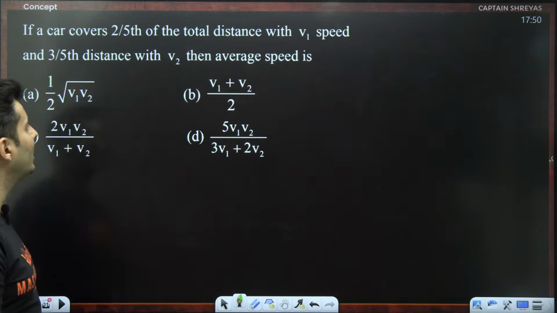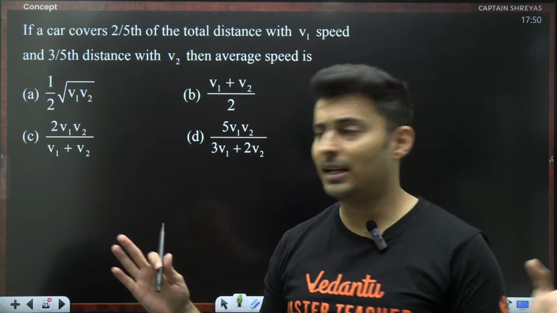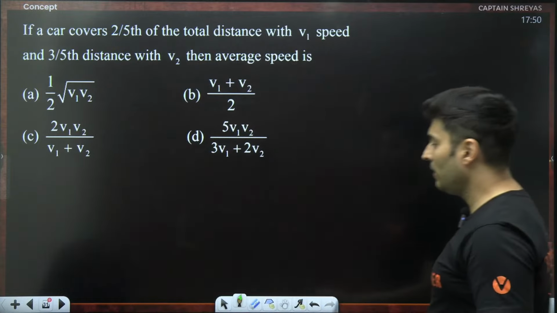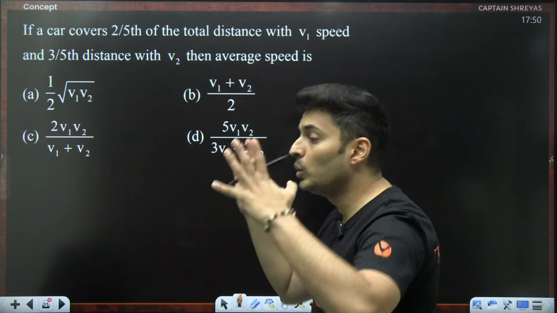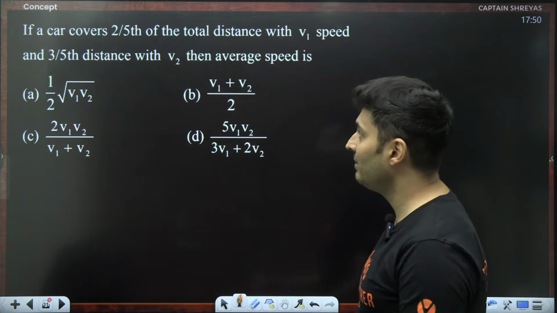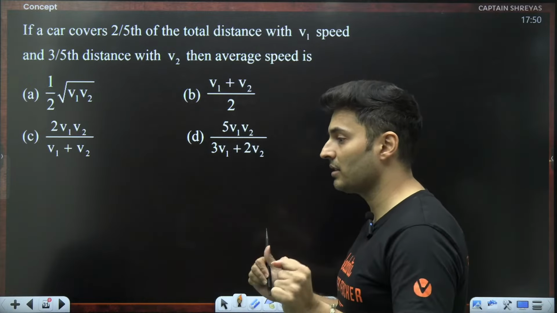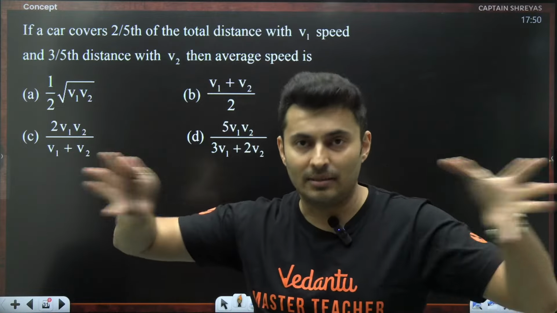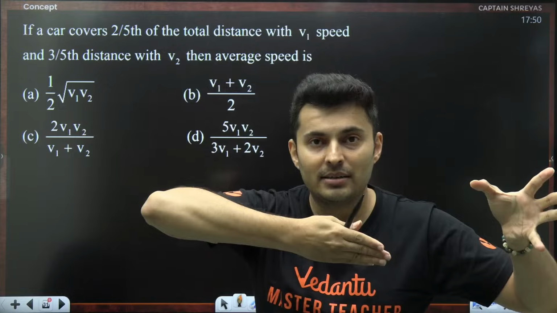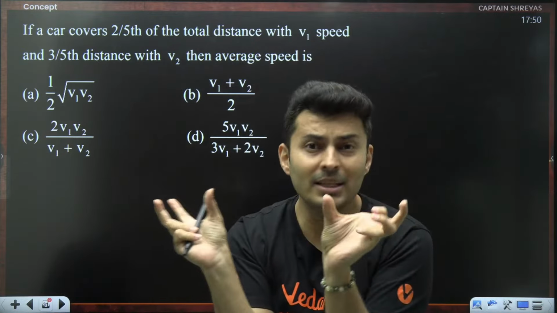This time full variables, no values. All V1, V2, V3 like that. So we'll try to solve the question in terms of variables only. A car covers 2/5 of the distance with V1, 3/5 of the distance with V2. Average speed is asked. How do you visualize 2/5? You take something, divide it into 5 parts, and out of those 5 parts, you take 2 parts. The remaining will be 3 parts.